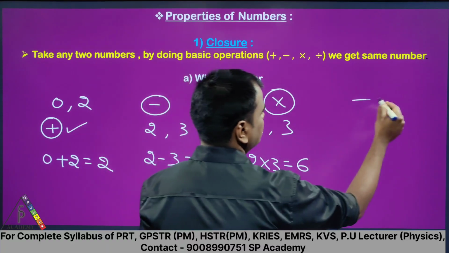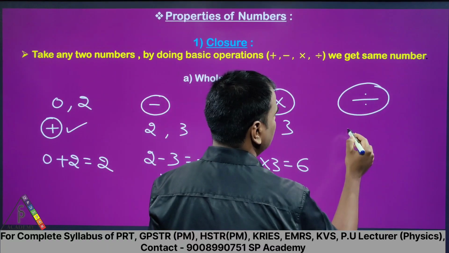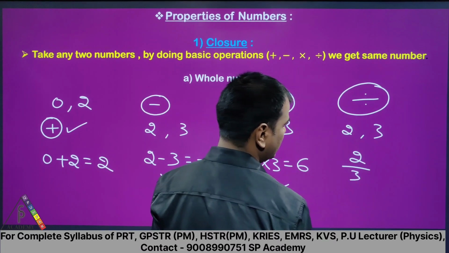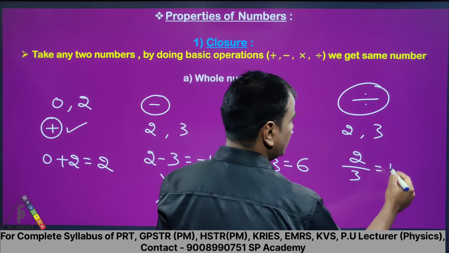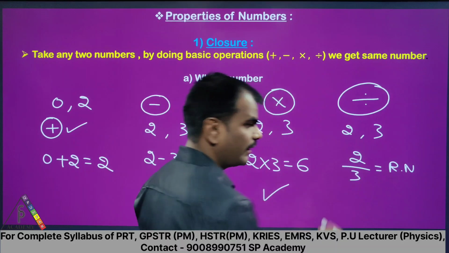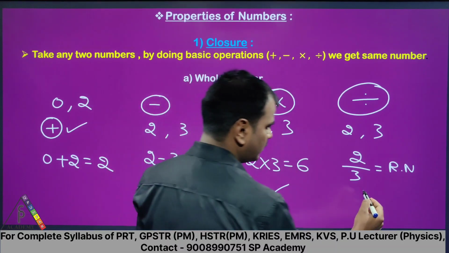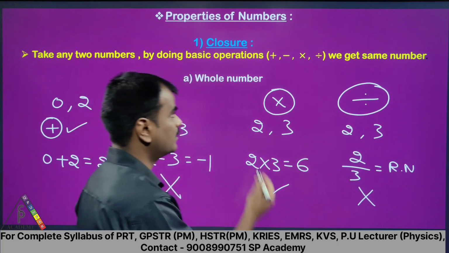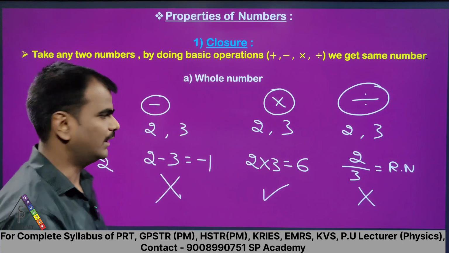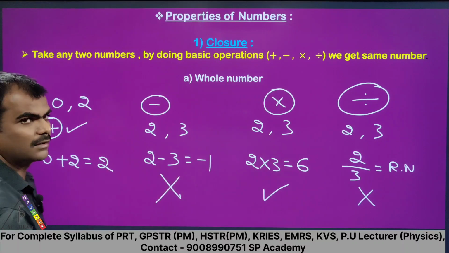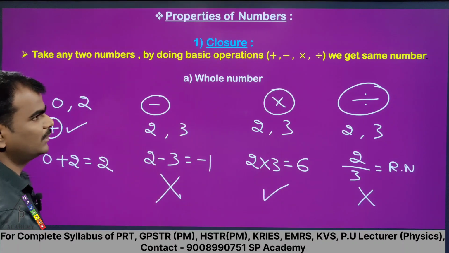Next we'll see the division. Under division, 2 and 3. 2 is divided by 3. This will be a rational number. When you divide two whole numbers, that will give a rational number. Therefore, the closure property under division for whole numbers is not valid. Therefore, only addition and multiplication are closed under whole numbers.